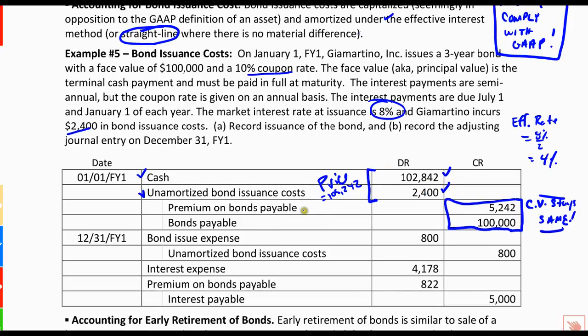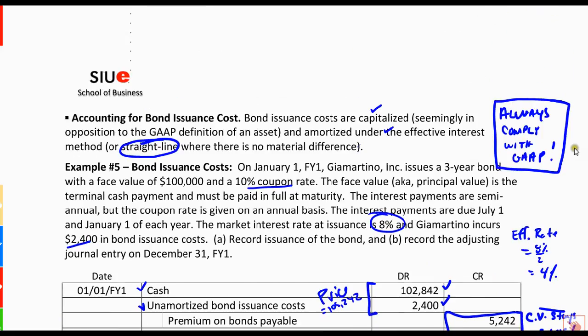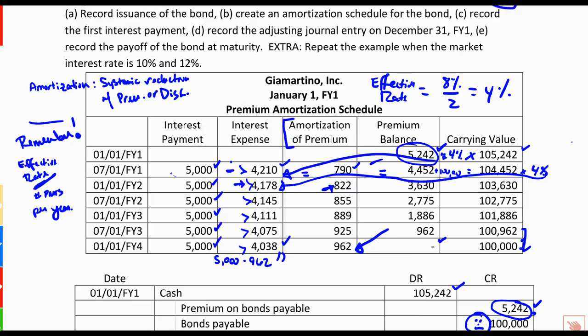So at issuance, you'll have these unamortized bond issue costs. This bond issue expense, it's a 3-year amortization. So all we did was take 2,400 divided by 3 equals 800. And you move the 800 out of unamortized bond issue costs, which is an asset, into bond issue expense. But this hopefully is the same as it was upstairs. So let's go see our schedule.